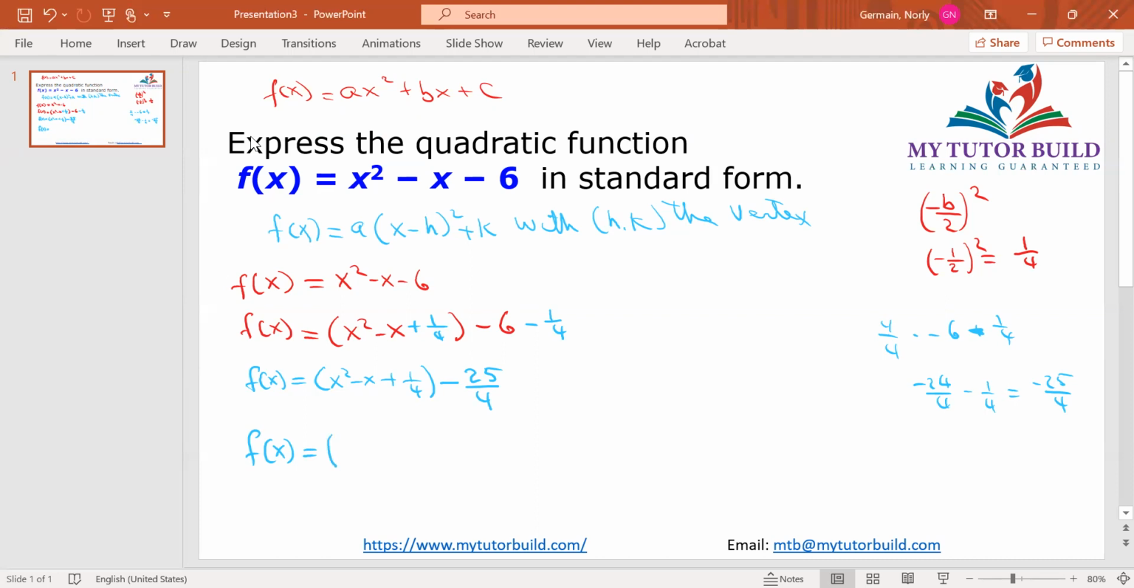Now, we can rewrite that one. We know the first part would be to the power 2. If you remember the square of a difference, or the square of a sum, we can say that taking the square root of x gives you x, and taking the square root of the last term, 1/4, gives you 1/2. You keep the sign in the middle, which is -1. If you had plus x, it would be the same. Then minus 25/4. That's all you need to do.